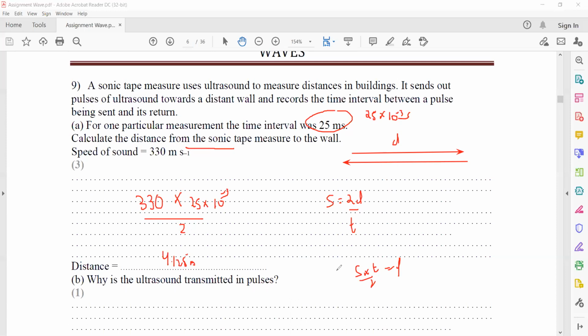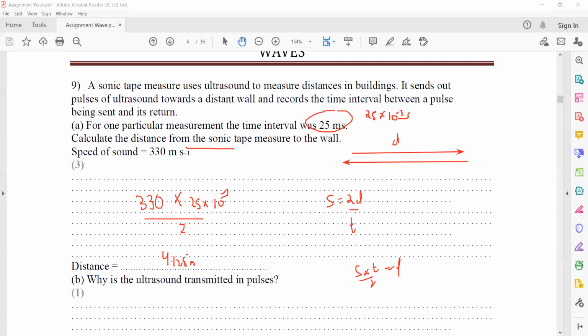Why is ultrasound transmitted in pulses? Why are we not using a continuous wave? As we discussed, the reason for using a pulse is that one pulse must be sent before the next one is sent, so the two pulses which are traveling cannot overlap with each other. There is no interference of the pulses.